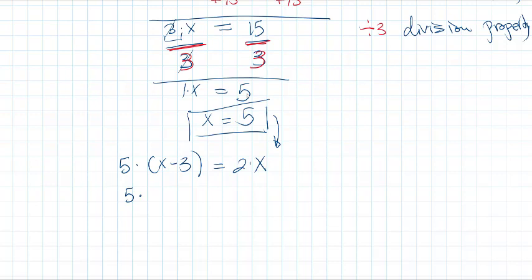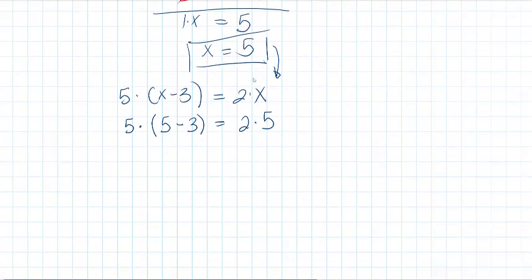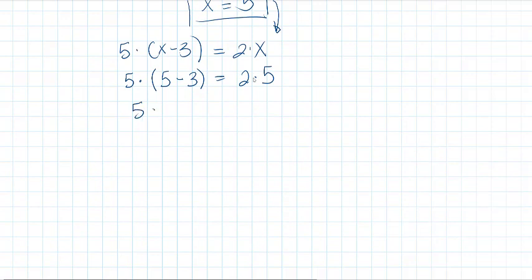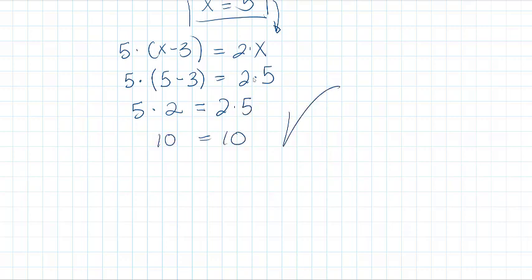So we have 5 times, and now instead of x, I will write 5, minus 3 equals 2 times x. Again, we will write 5. So since we have x on both sides of this equality, we have to substitute our result in both sides. Okay. So we have 5 times, 5 minus 3 is just 2, and that should equal 2 times 5, and it does. These are equal both to 10. So we checked our result, and it is indeed correct.